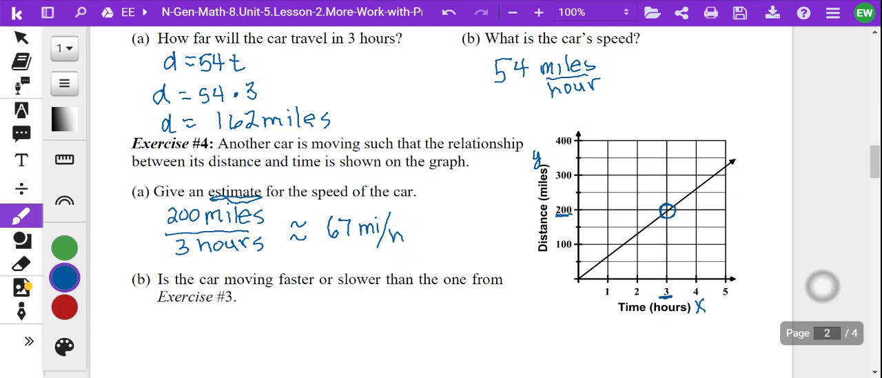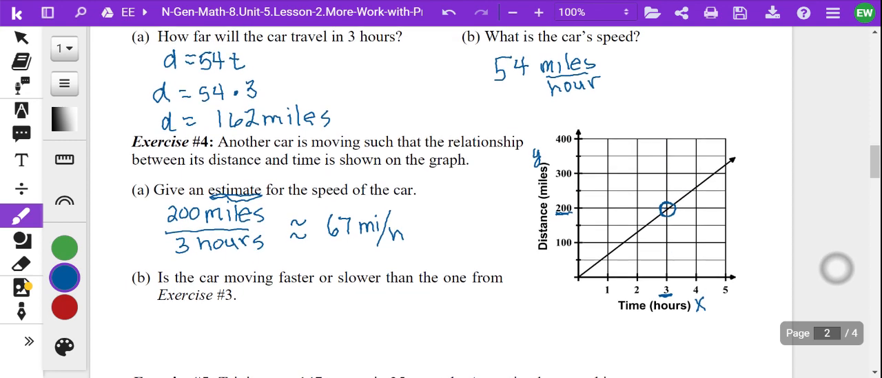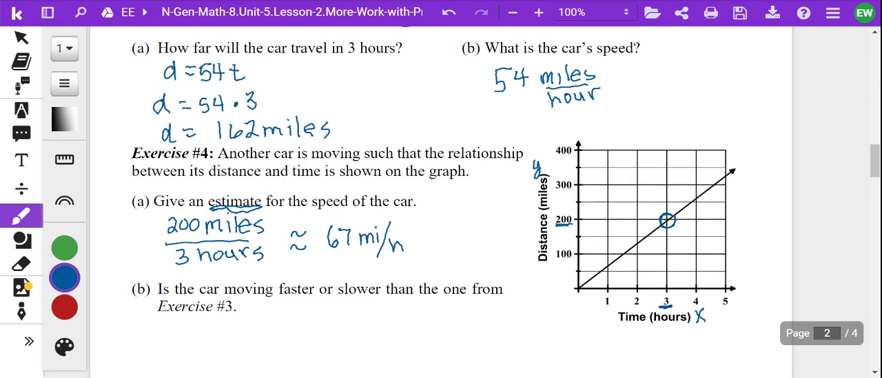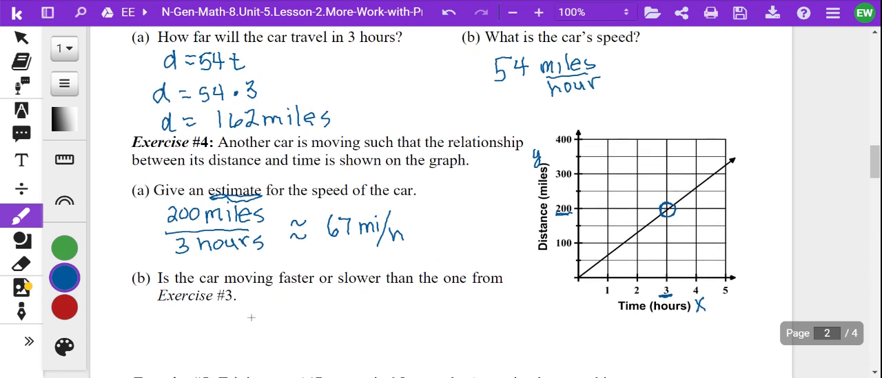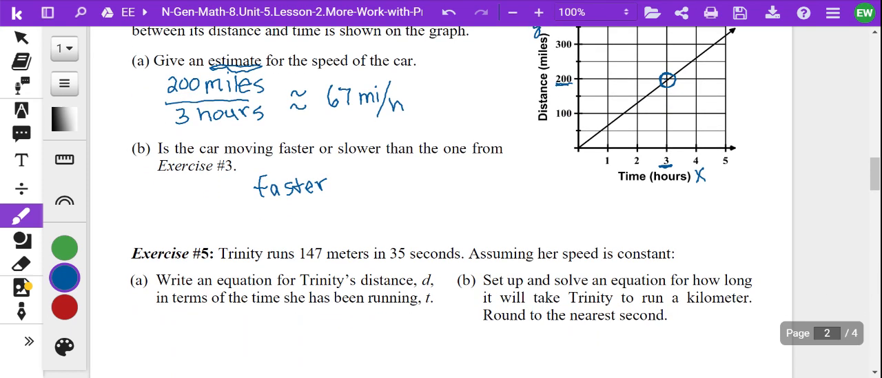So the question is, is the car moving faster or slower than the one from exercise 3? All right, it should be faster, because 67 miles is longer than 54 miles in an hour. All right, so let's go to the last one.